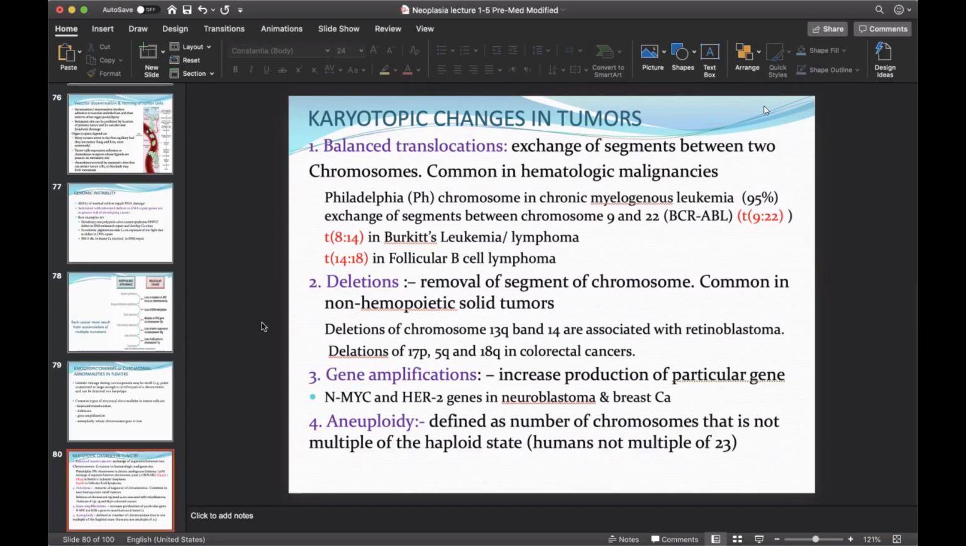Or there can be amplification, such as we talked about earlier with the HER2 gene, HER2 receptor amplification. We also talked earlier about the transcription factor N-MYC. Or there can be aneuploidy. We talked about aneuploidy before, when we said more than 2 sets of chromosomes, so not multiples of 23.